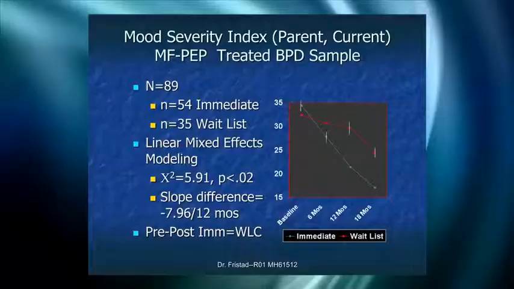Now this is the treated sample. First I showed you the intent to treat, that's the most conservative. Here's your most liberal analysis, where you take just those who completed treatment and look at their outcome, and you see a stronger crossover if you can see the lines there.